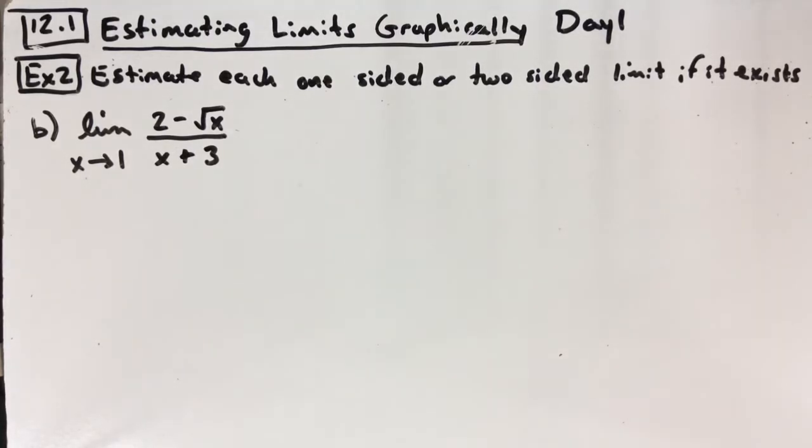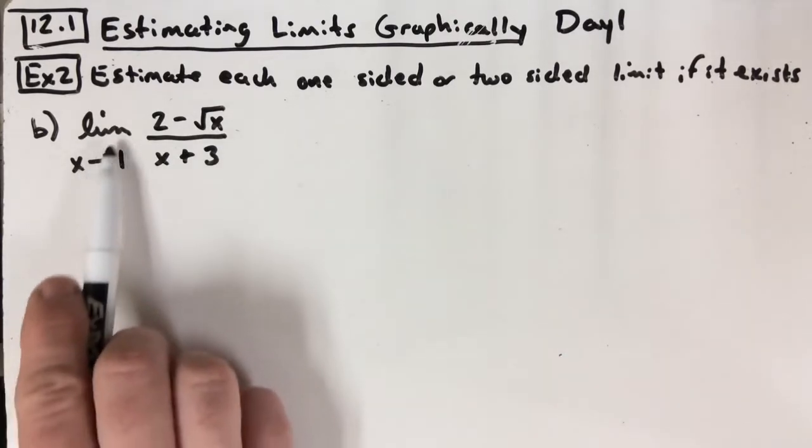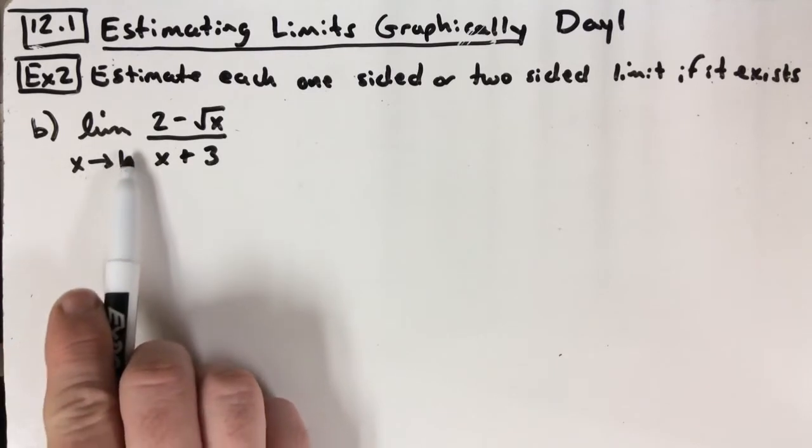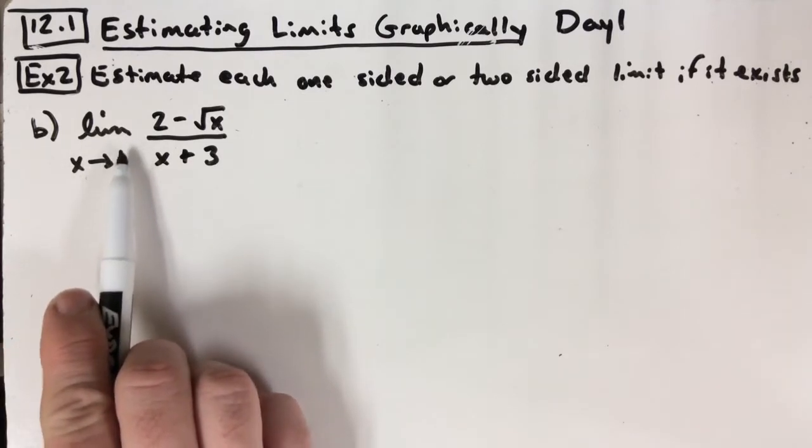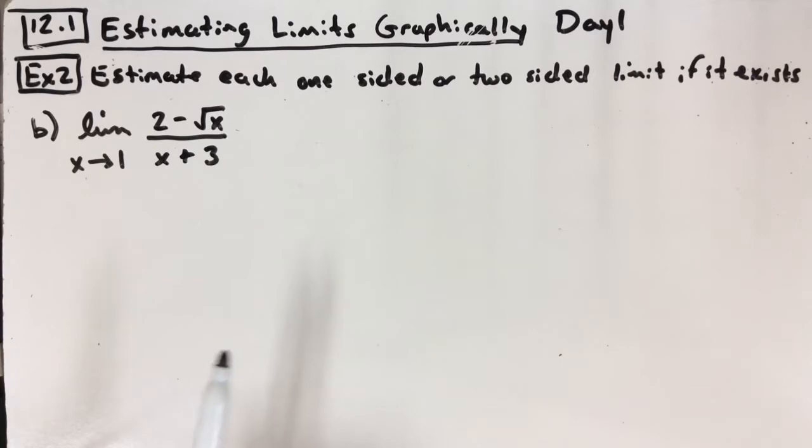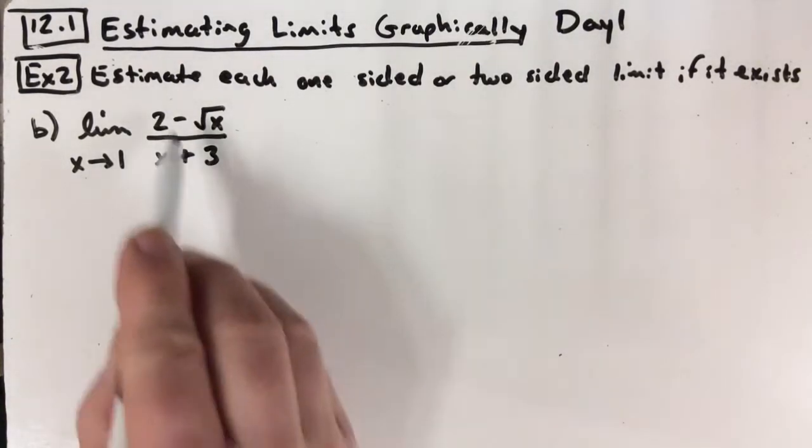Section 12.1, Example 2, letter B. Directions again: we want to estimate each one-sided or two-sided limit if it exists. As I take a look at our limit here, x is approaching 1. There is no plus or minus up where that exponent normally would be, so this is going to be a two-sided limit. We will need to calculate the left-hand limit, the right-hand limit, and then determine if the overall limit exists, this limit right here.